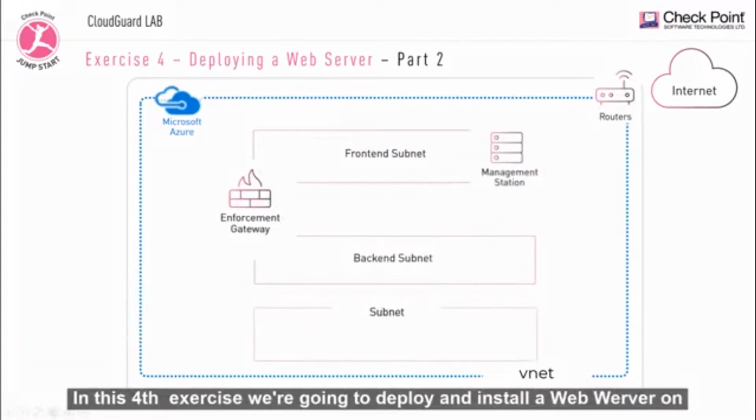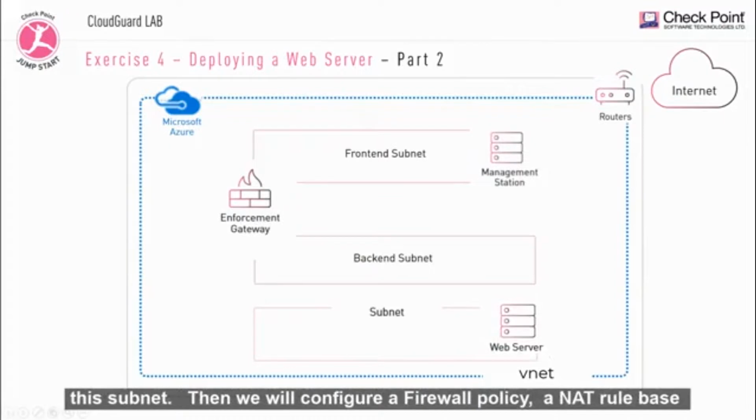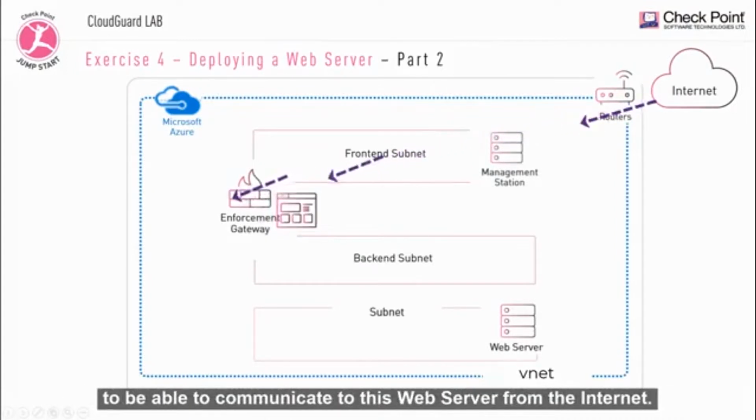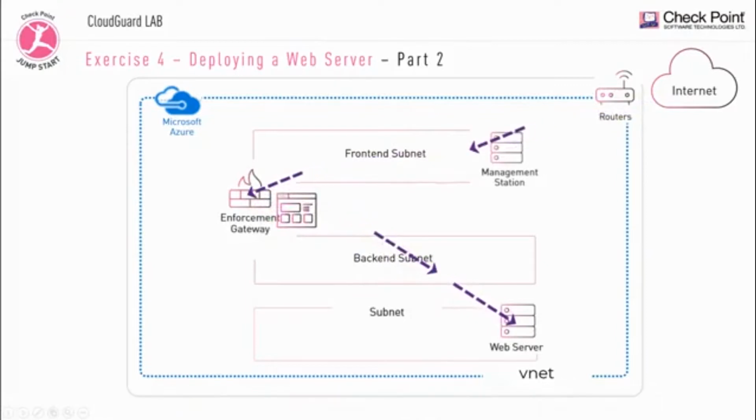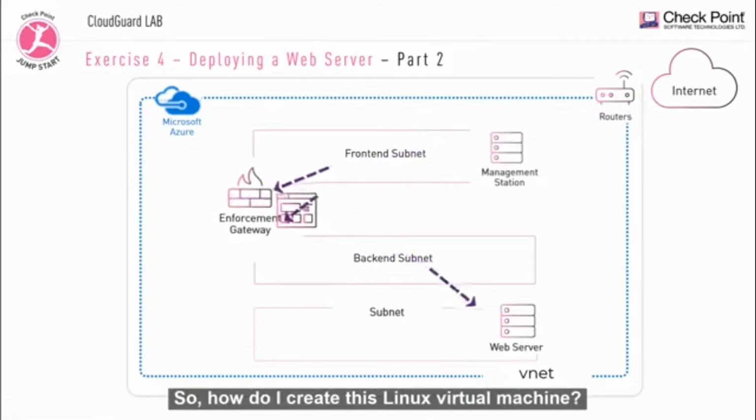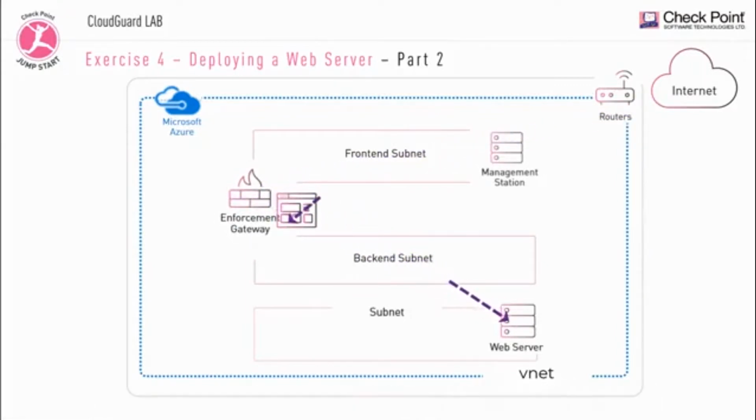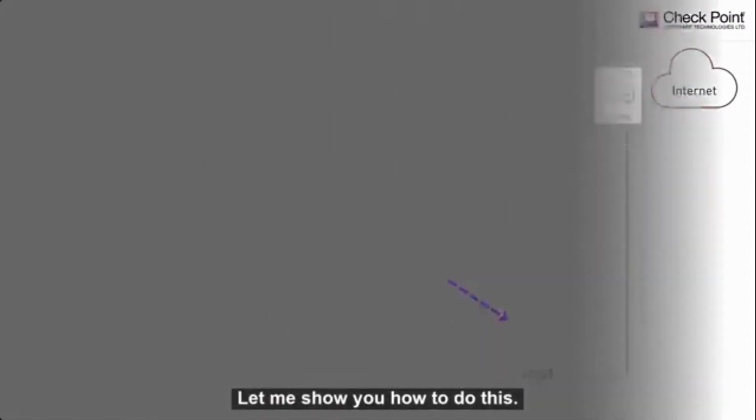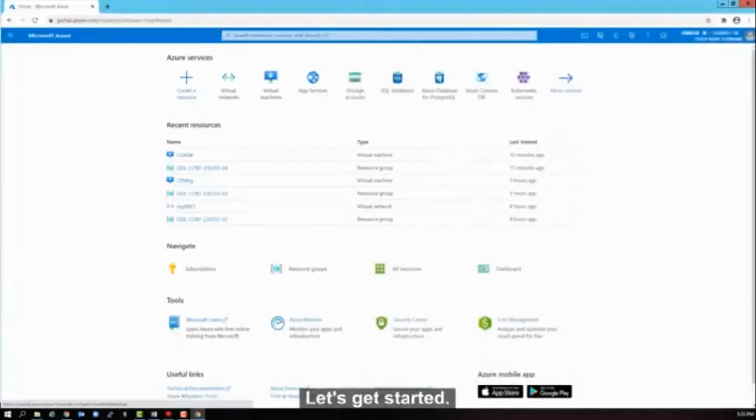In this fourth exercise, we're going to deploy and install a web server on this subnet. Then we will configure a firewall policy and NAT rule base to be able to communicate to this web server from the internet. So how do I create this Linux virtual machine? Let me show you how to do this. Let's get started.